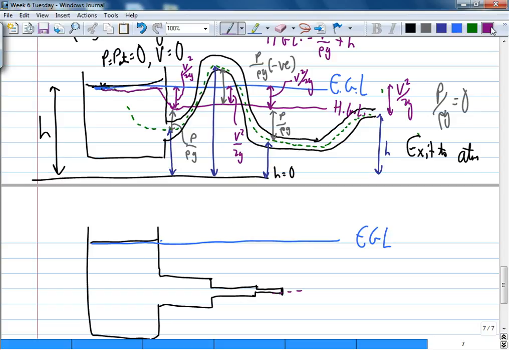Initially we start here, then we only drop a little bit, because here the V is quite low, so V squared over 2G is small. Then after that, we drop some more because we are going faster, so the V squared over 2G is getting bigger, more kinetic energy. And after that, we drop further. So we exit here, and this is V squared over 2G, and it comes out.